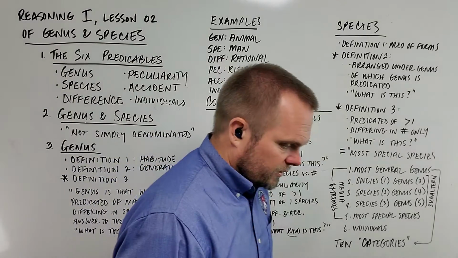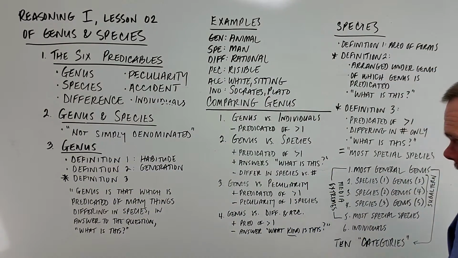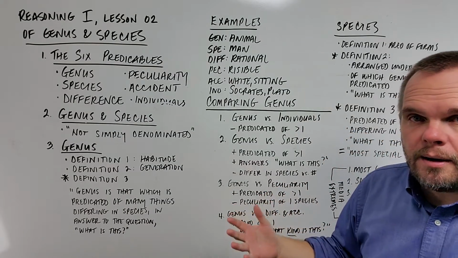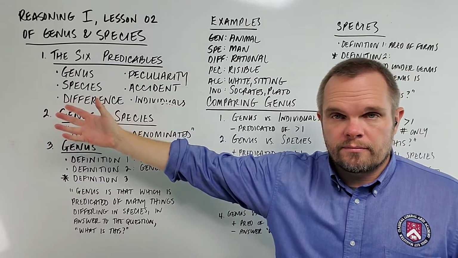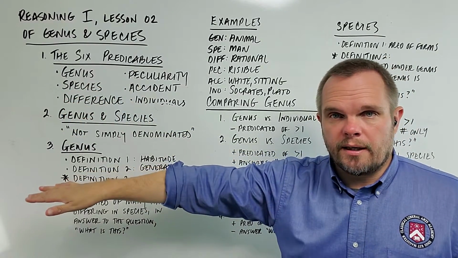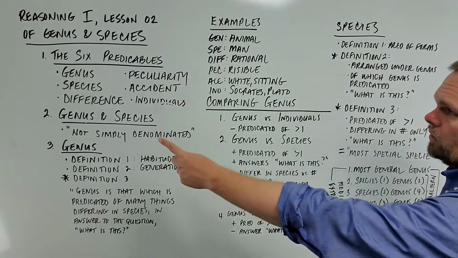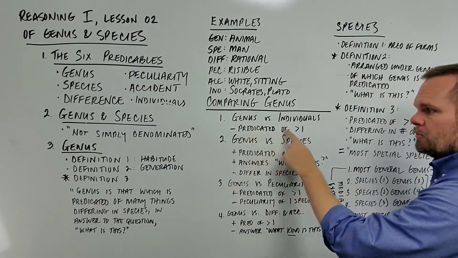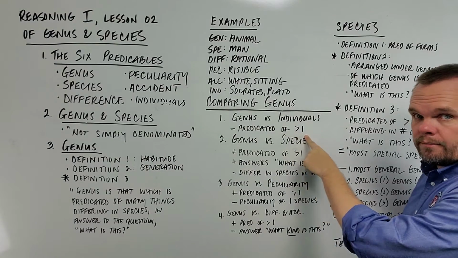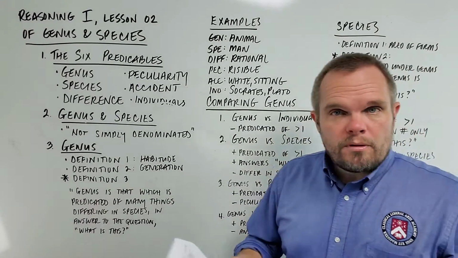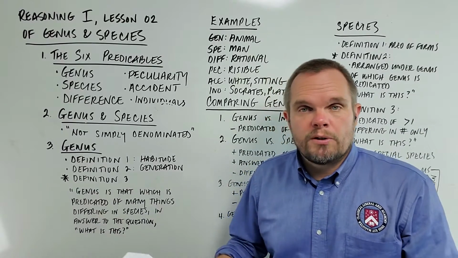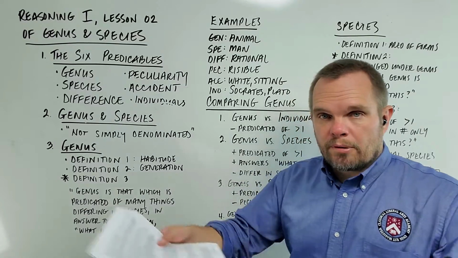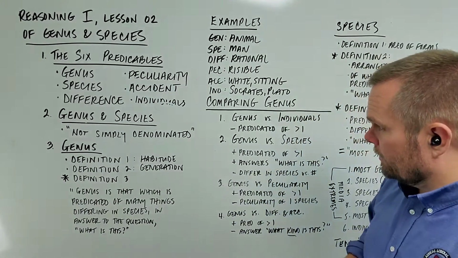Genus versus individuals. Genus versus individuals, the only thing that they have in common is that they're predicables. Other than that, they have nothing in common. All right? An individual is predicated of only one thing. The genus is predicated of more than one thing. So, other than being a predicable, they have nothing in common. An individual can be predicated of only that individual. A genus can be predicated of more than one individual.